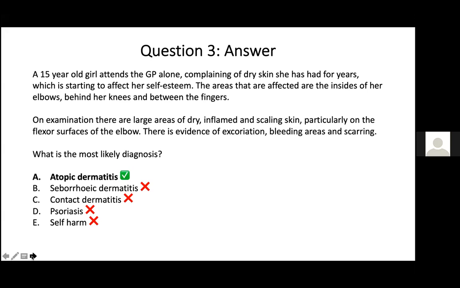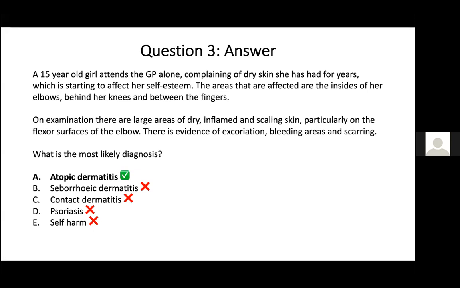Checking with the other answers, B, seborrheic dermatitis. Remember, that's the one that's more greasy and it often affects the face and the scalp. Contact dermatitis, we'd probably see well demarcated areas, so she might be able to pinpoint areas where there's been contact with an allergen. And looking at psoriasis, there's no mention there of the silver scaly bits.